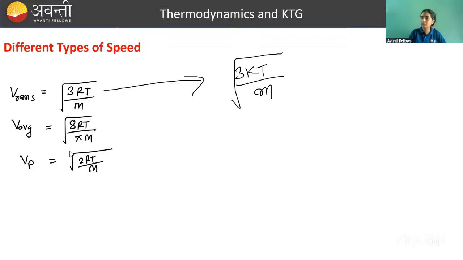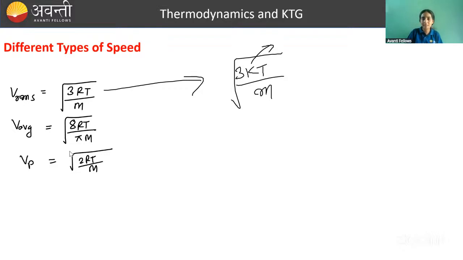What is difference between these two? Here R is gas constant, m is molar mass. Always remember. K is Boltzmann constant. A small m is what? A small m is not molar mass. It is the mass of one particular atom or molecule. ठीक है? So molar mass means mass of Avogadro number of molecule. Small m is what? One molecule का mass.